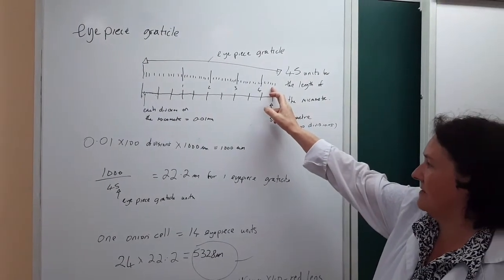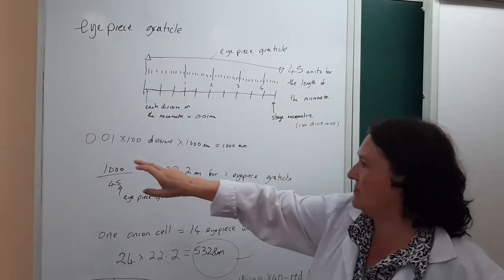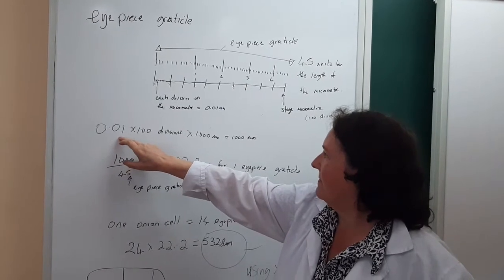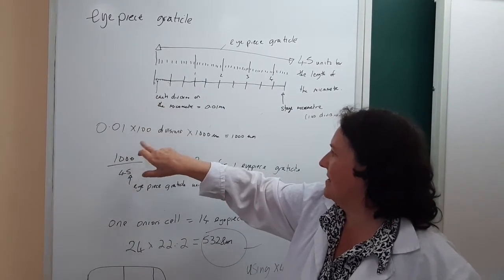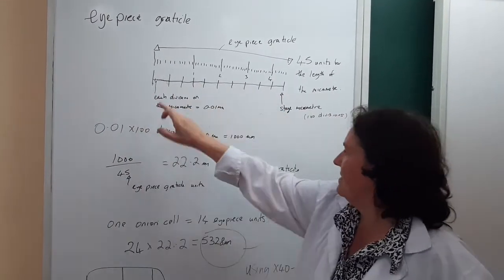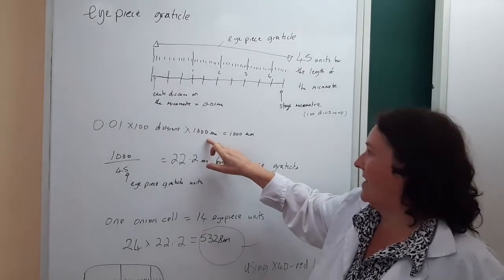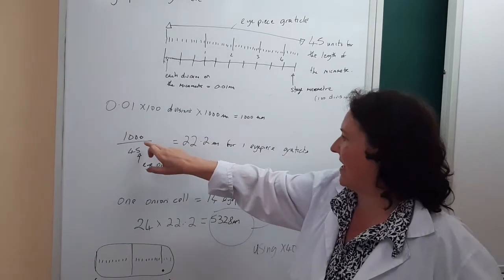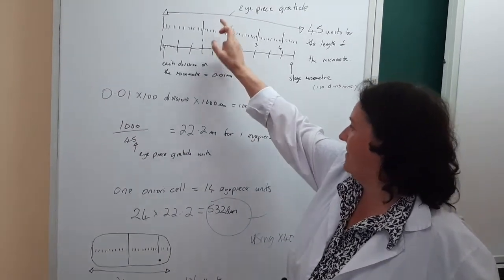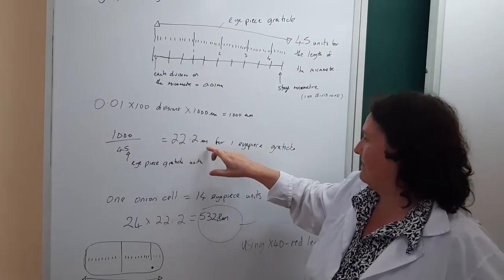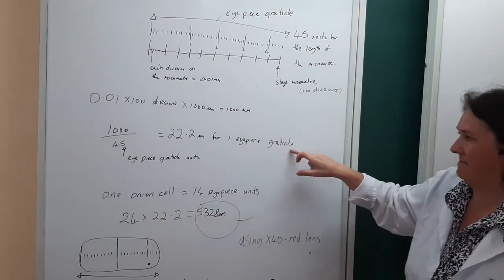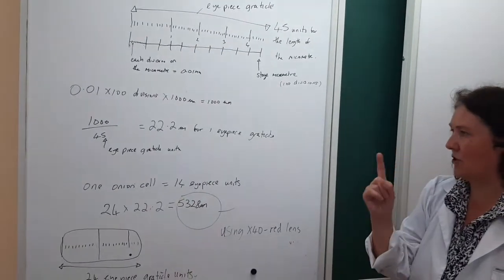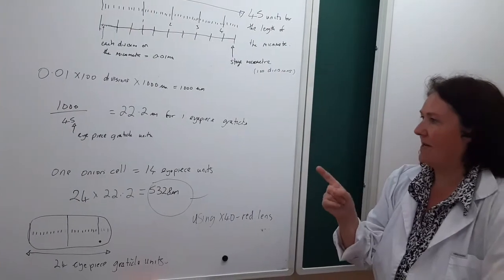So how we work it out is we have 0.01, which is each one of these small divisions, times 100 divisions, times 1,000, since 1 millimeter is 1,000 micrometers. So we divide 1,000 by 45 and get 22.2 micrometers. So one eyepiece graticule unit is 22.2 micrometers.